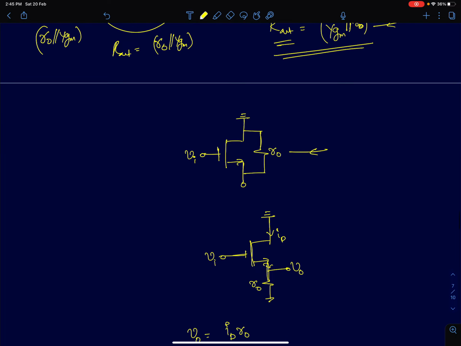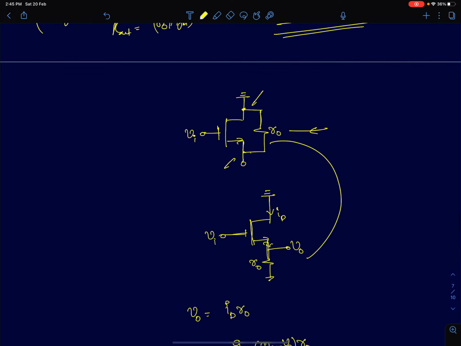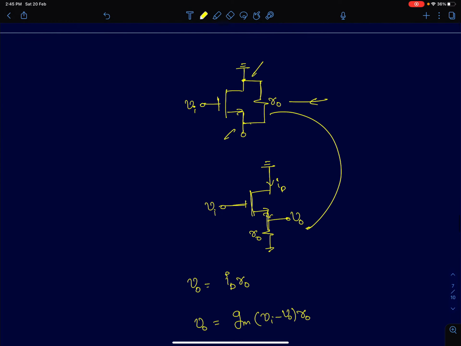So in the presence of R0, you will have this resistance R0 between source and drain. Now drain is at AC ground. So I will redraw the circuit. So I will model R0 from the source node to the AC ground. So this is actually drain, but since it's AC ground, I can represent it this way as well.